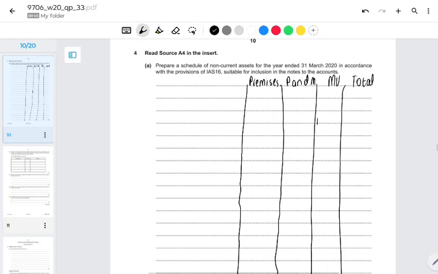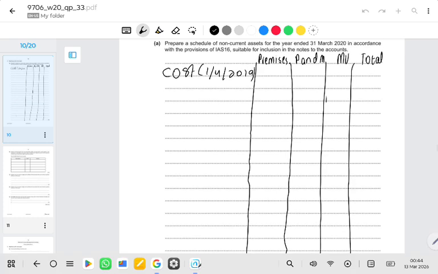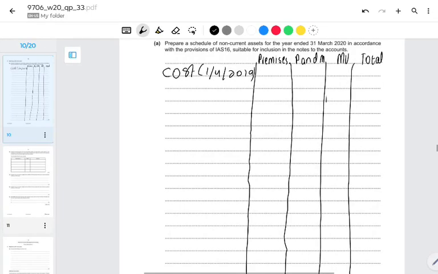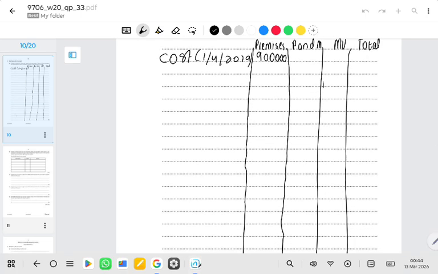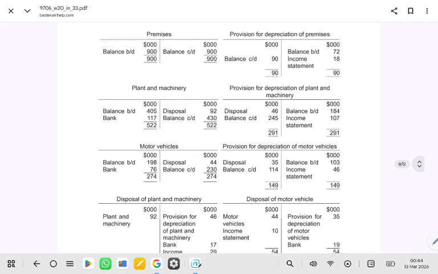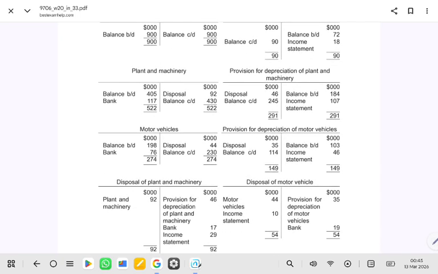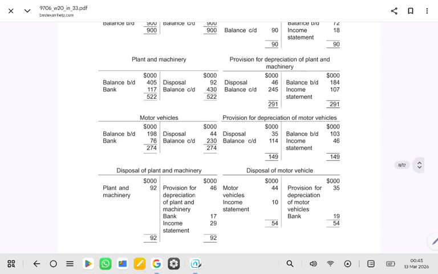So it would be written as cost, 1 April 2019. That was how much? 900,000. For plant and machinery, it was 405,000. And for motor vehicle, it is 198,000.